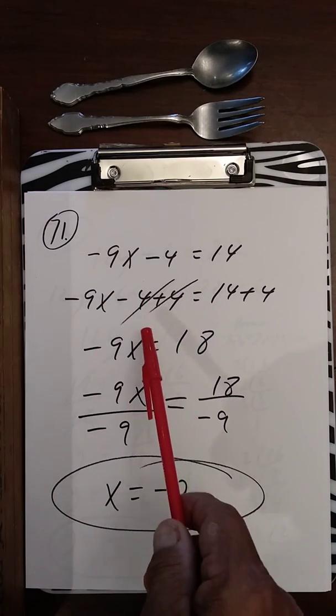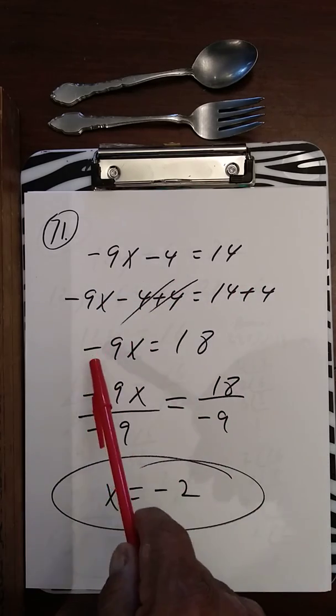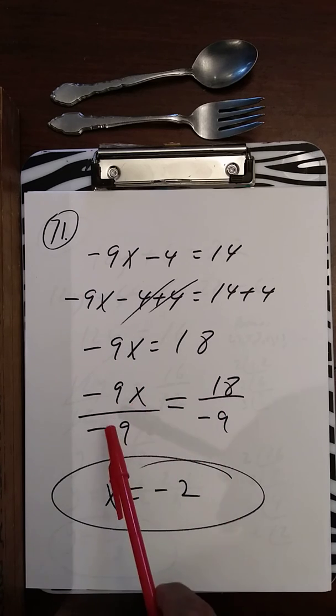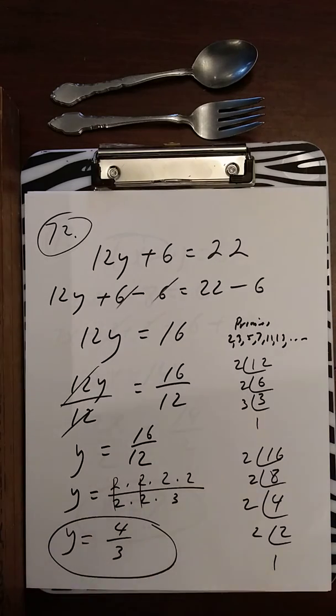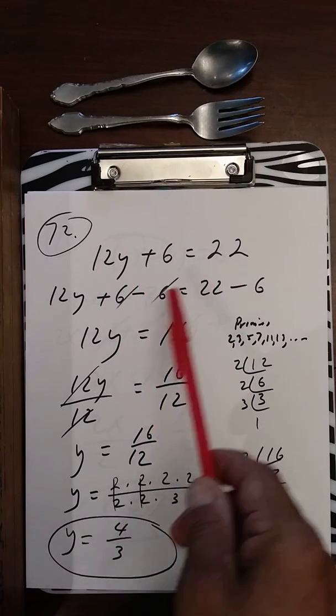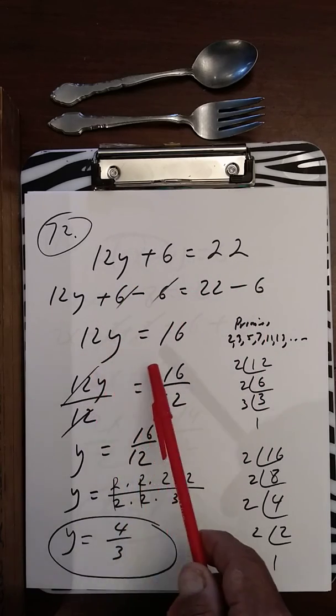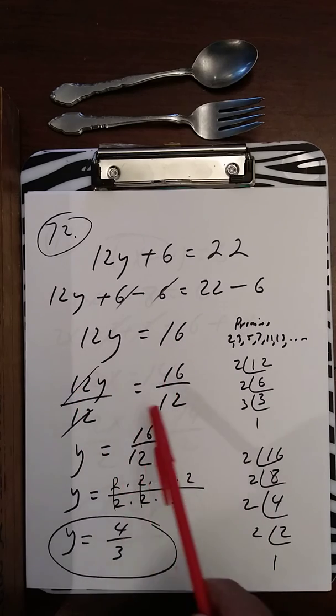Solve this. So add 4, these are gone. Negative 9x equals 18, divided by negative 9, divided by negative 9. So x is negative 2. 12y plus 6 is that, subtract 6, subtract 6. So 12y is 16, divided by 12, divided by 12.